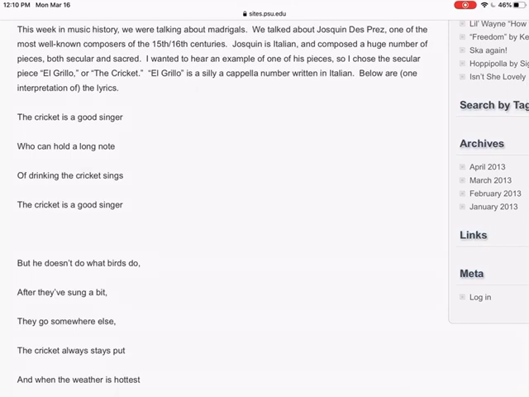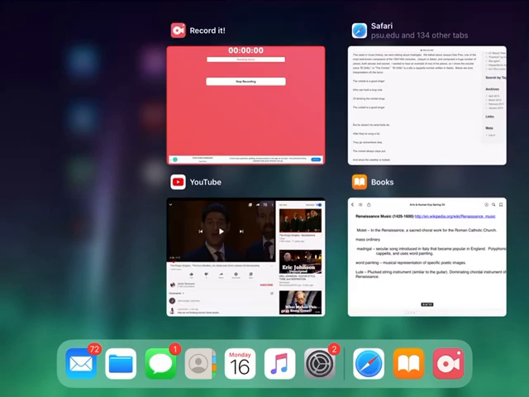They go somewhere else. The cricket always stays put. So this song has just a little bit of word painting. The next one is a better example of how extensively one can use word painting. So without further ado, let's move to this video and have a listen.